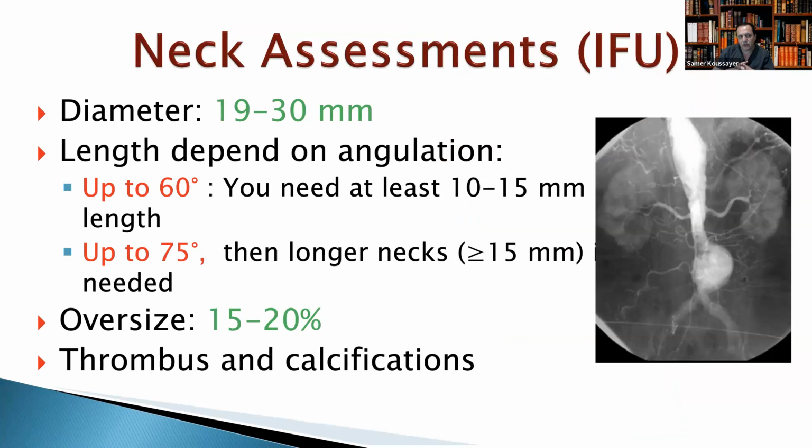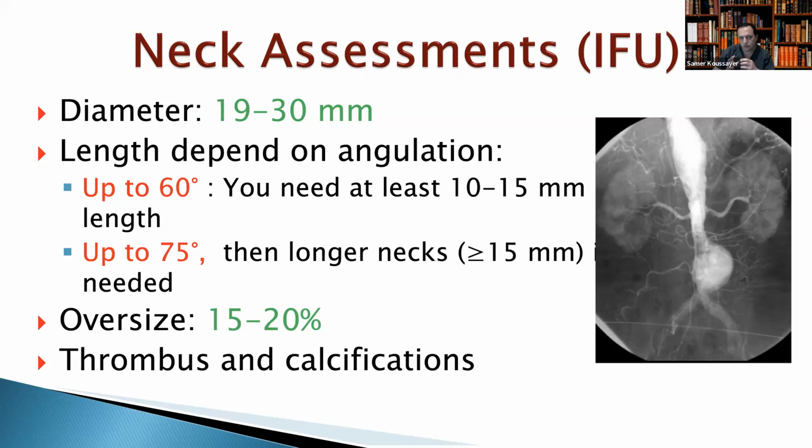The length and angulation: angulation has to be up to 60. If you have up to 60 angulation, you need at least 10 to 15 millimeters of neck. If you have too much angulation, you need a longer neck, and the reason is that when you have too much angulation, you lose part of the neck because of the angulation. So you really need a long neck if you have bad angulation, more than 75. Oversizing, as I said before, is 15 to 20. I prefer to go more toward 20.